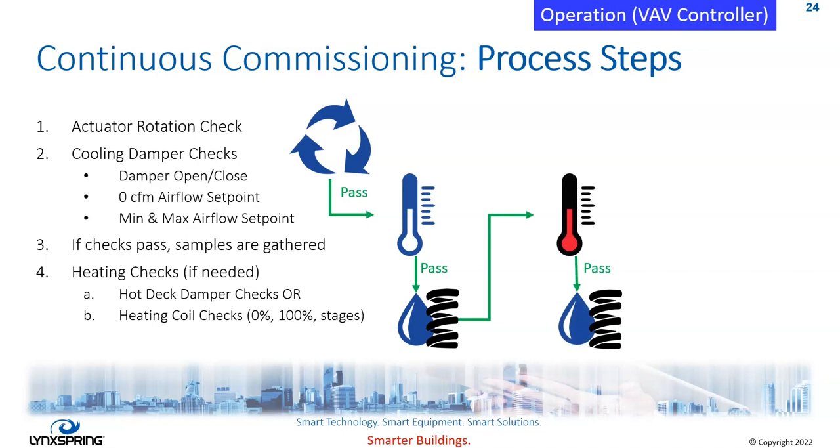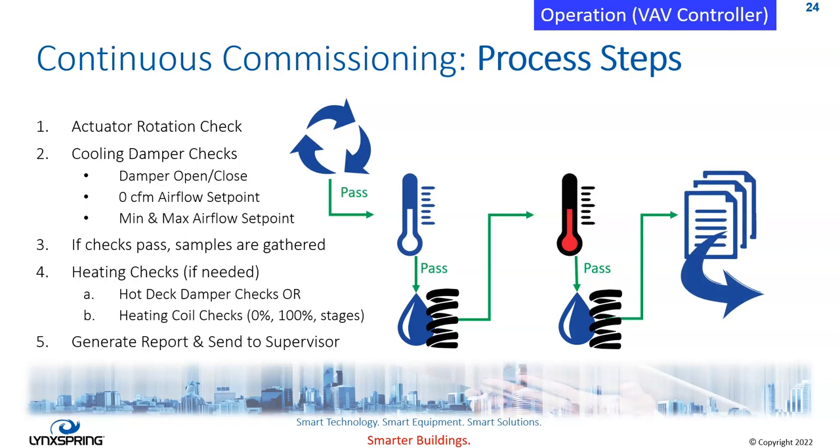Then, if it's a hot deck damper, it's going to go through the same thing as far as minimum airflow. It's going to turn on the fan if need be. It will also do any heating coil checks, so 0%, 100%, or stages. Then the report is generated and sent to the supervisor. If it fails, the report is just going to show that it failed and send it automatically.